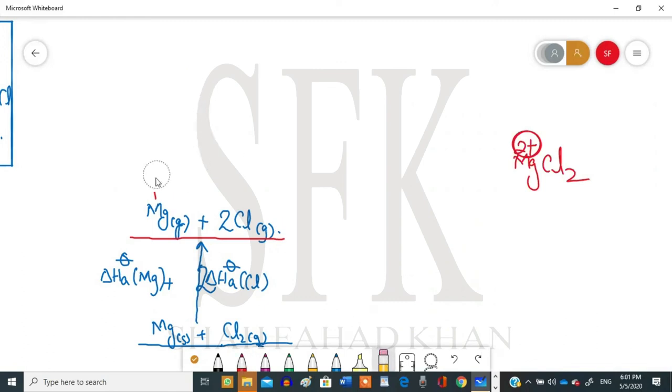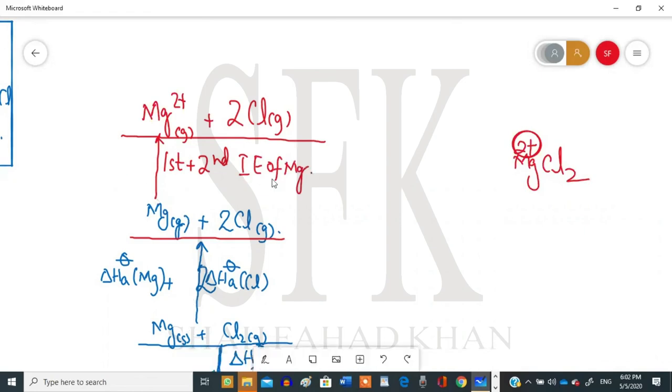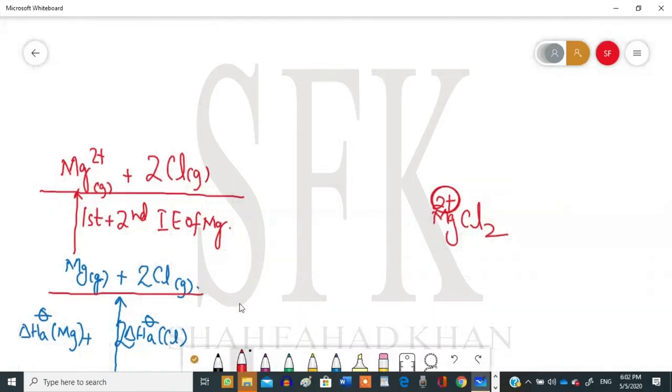you could just do this. You could just convert this magnesium gaseous atom to magnesium 2 positive ion directly. In the gaseous state, of course, chlorine atoms are copied as they are. And you can label this arrow as the first plus second IE of magnesium. This would be a better way of labeling because it will occupy less space. Generally not much space is given to draw the Born-Haber cycle, so you have to kind of squeeze stuff in. So this is going to be a better way of labeling it.